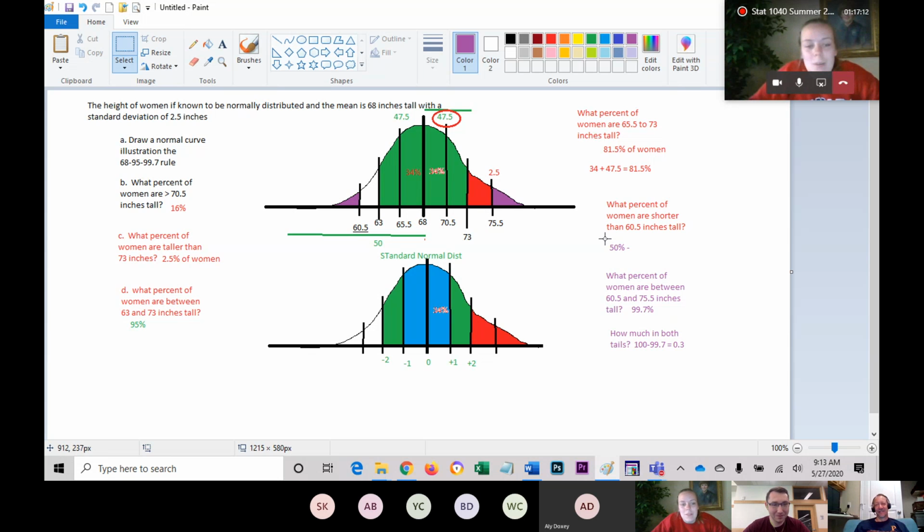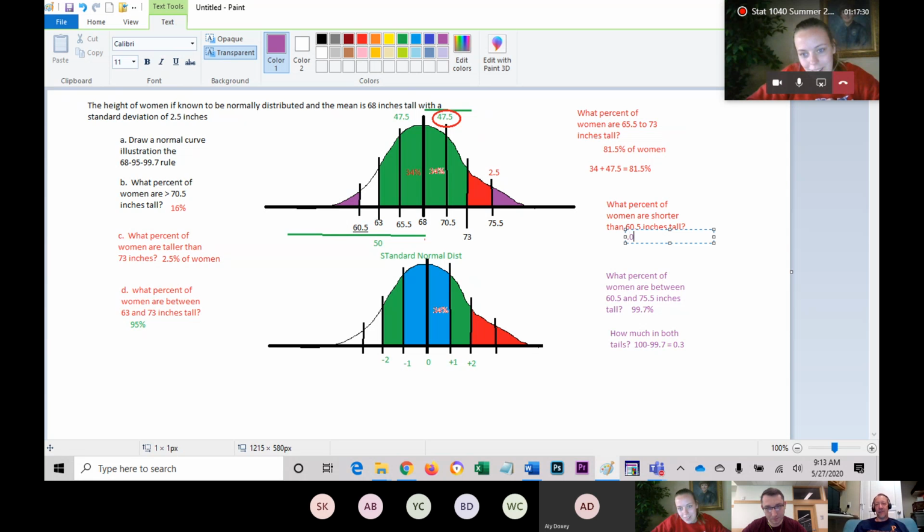It's 0.3. Okay, so if you've got 0.3 in both tails, how much do you have in one tail? Half of that, right? What's half of 0.3? It's 0.15. Okay, so now we can answer the question that I originally asked in red here. What percent of women are shorter than 60.5 inches tall? And the answer is 0.15 percent. Okay. Now, if we converted that to a decimal, what would the decimal be?